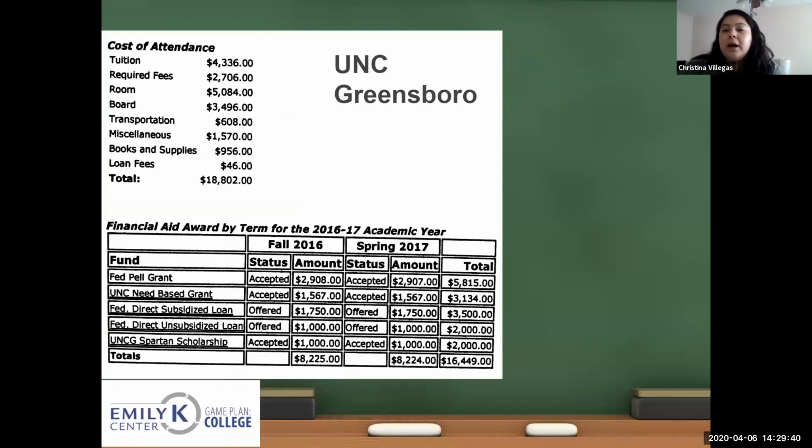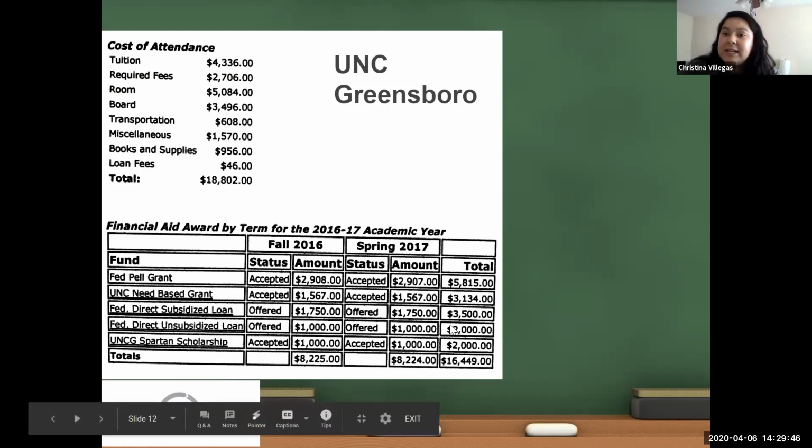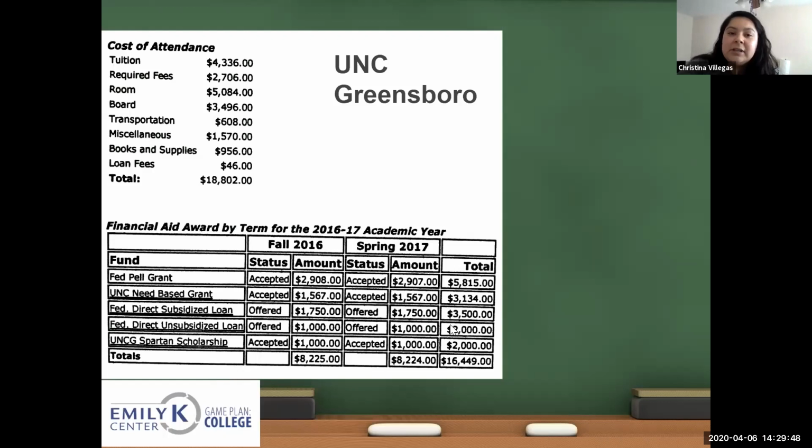Here's another example, UNC Greensboro. UNC Greensboro put everything in place. So I have my financial aid and my cost of attendance in one page. This was mailed out to the student. The expected family contribution was $0 as well. So that means that UNCG was giving them the most aid that they could give.